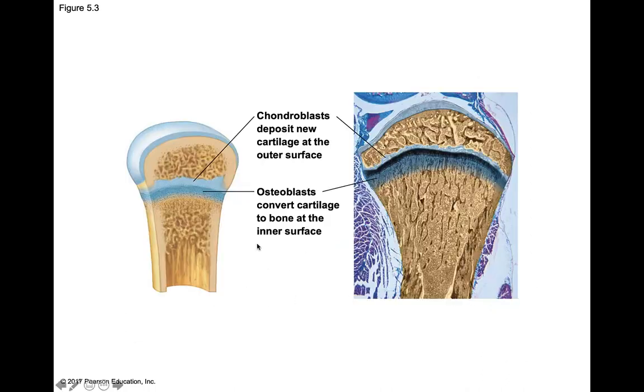Now here we can actually look at the growth plate, and what's happening, the chondroblasts are depositing new cartilage at the outer surface, and the osteoblasts play a role in converting cartilage to bone at the inner surface. So this growth plate is really important, and for a child to actually have a fracture at the growth plate while they're growing can be a significant problem.